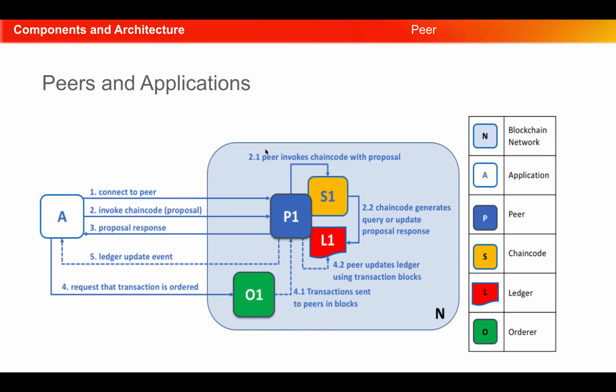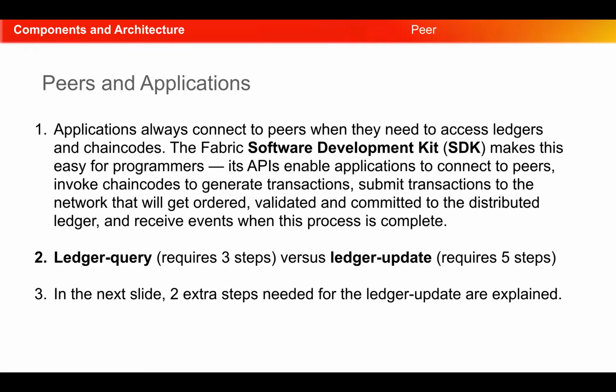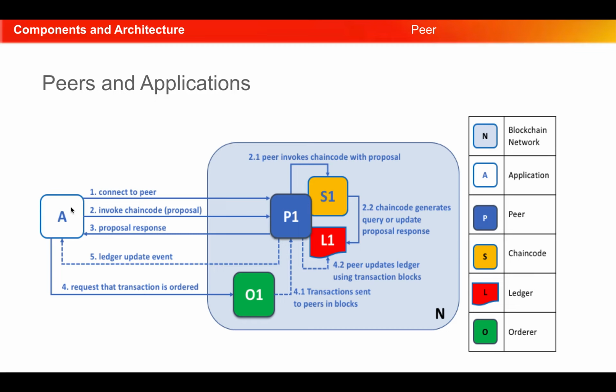When it comes to the other form, the ledger update, which is a five-step process, the application wants to update the ledger instead of querying it. So the application needs to talk to the peer, and the peer wants to update the ledger. As part of this process, the application connects to the peer, then the application invokes the chain code. The peer internally invokes the chain code with the proposal. Then the chain code generates an update proposal response. After that, the response is propagated back to the application.